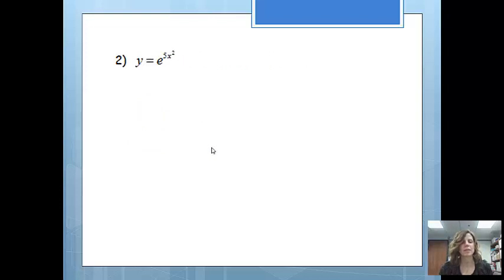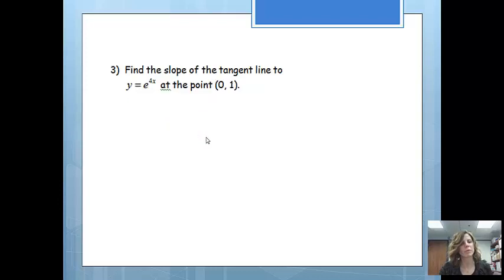Okay, let's try another one. We've got y equals e to the 5x squared. So we're going to turn this into e to the u. We know that the derivative of e to the u is just e to the u. So the derivative of e to the 5x squared is just e to the 5x squared, and then we have to multiply by the derivative of that exponent. The derivative of 5x squared is 10x. And again, we usually write the 10x first. So the way that I would clean this up would just be 10x e to the 5x squared. And once again, we've got it.